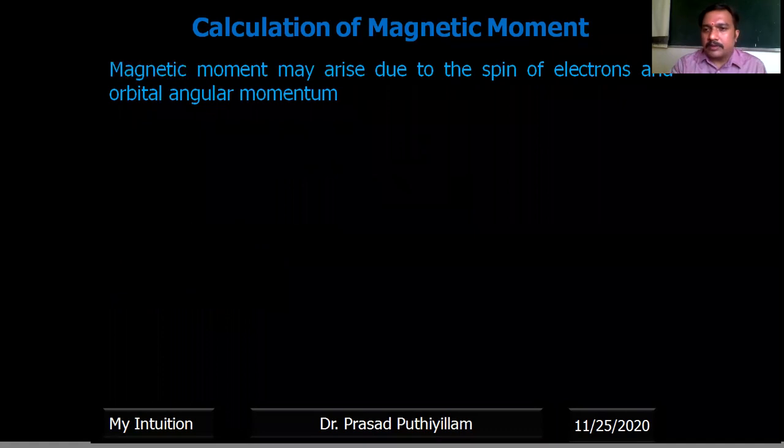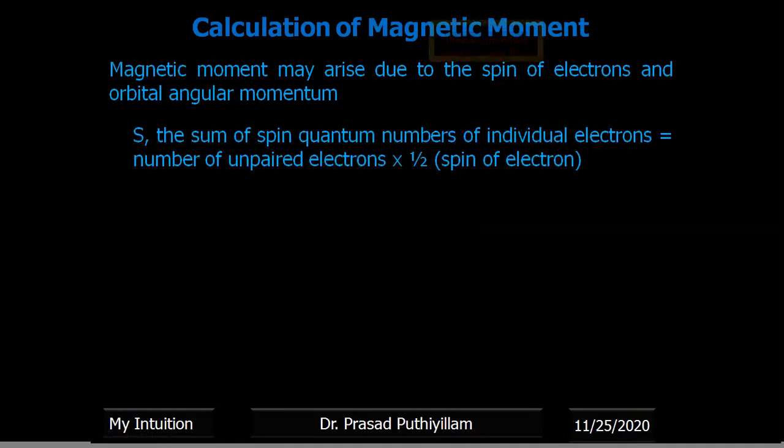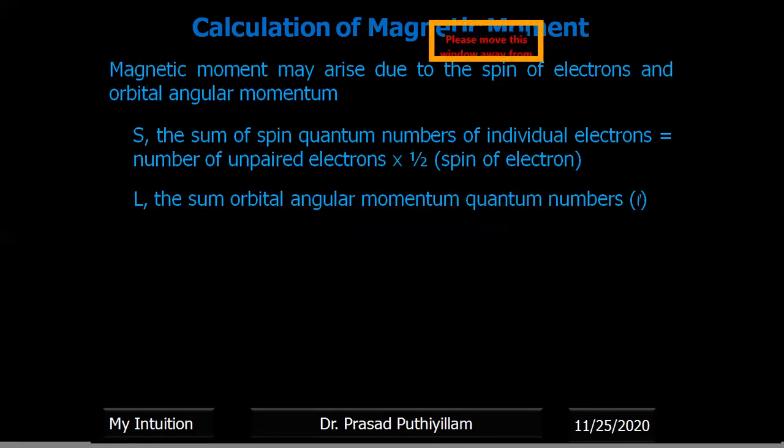In calculating the magnetic moment of coordination compounds, the magnetic moment may arise due to the spin of electrons and orbital angular momentum, where S is the sum of spin quantum numbers of individual electrons, which is calculated as the number of unpaired electrons in the system multiplied by the spin of an electron. Spin of an electron is half, and L is the sum of orbital angular momentum quantum numbers. We know how to calculate L. In coming classes we will take examples and I'll explain in detail.